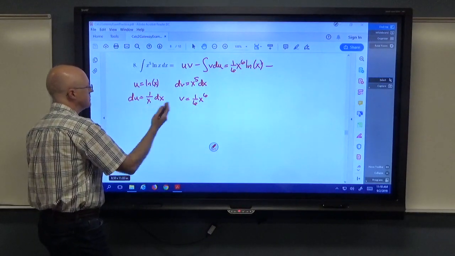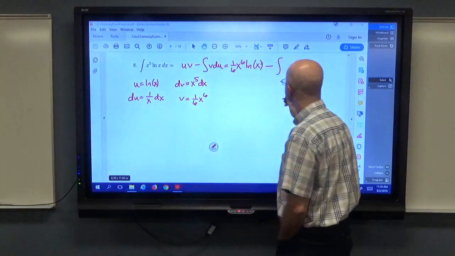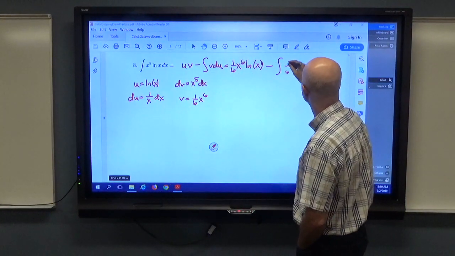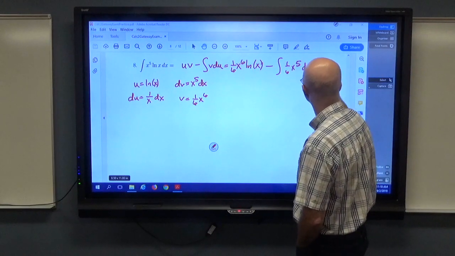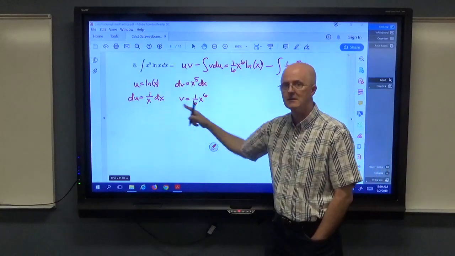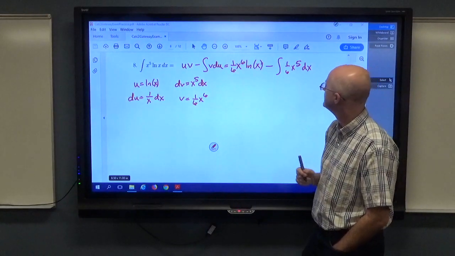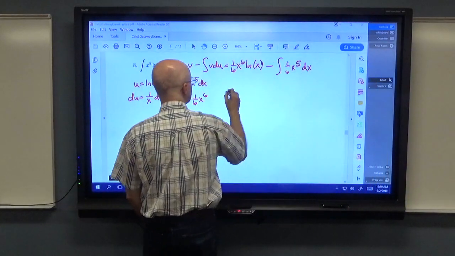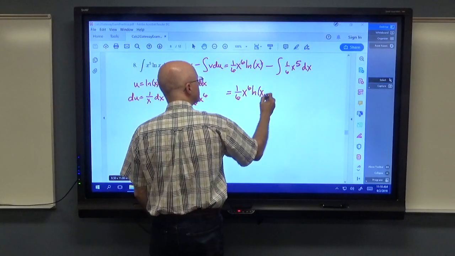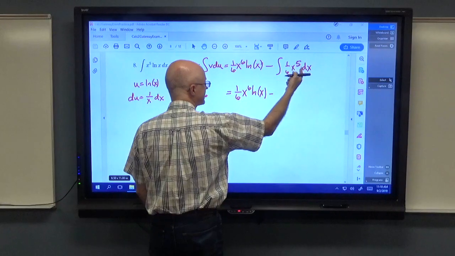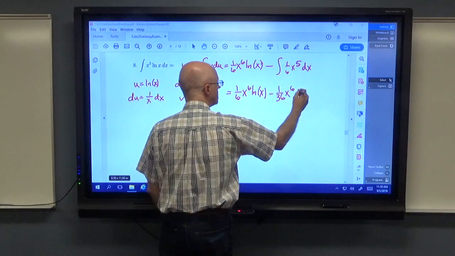Minus the integral of v du, the product of these two things. One of the x's cancels, so you end up integrating 1/6 x to the 5th dx when you multiply these two things. Okay, that is correct. And that's fairly easy to do. So we get 1/6 x to the 6th natural log of x minus, add 1 to the exponent to get a 6, and then divide by another 6. You're going to get 1/36 x to the 6th plus c.